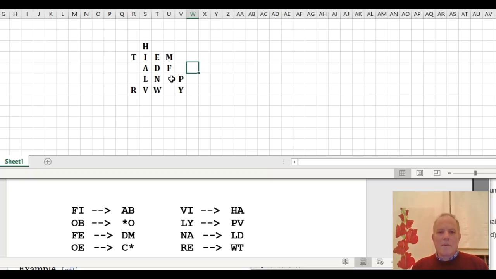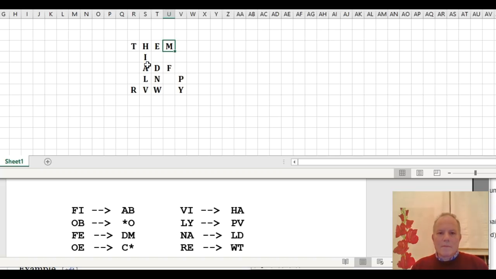Now FI becomes AB, and that's wrong, that's not working. So FI becomes AB. So what's gone wrong there? Well, that from the RE becomes WT, maybe we need to move the T and E up to the top. And look, that's giving us a beginning to the key phrase of the. That's quite entertaining. Now the M has to move up with the E as well, for the FE becomes DM.